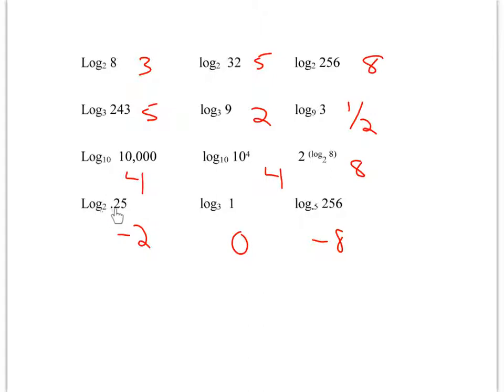The next one is -2 because 0.25 is 1/4, which is 1 over 2 squared. So 2 to the -2 is 1/4. The next one is 0 because 3 to the 0 power is 1. And the last one is -8 because 1/2 raised to the -8 power is 256.